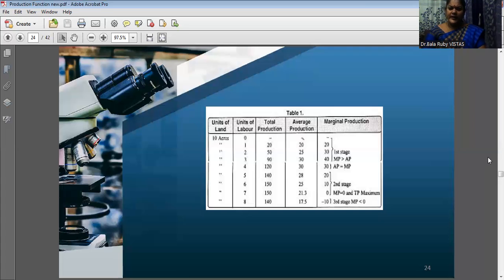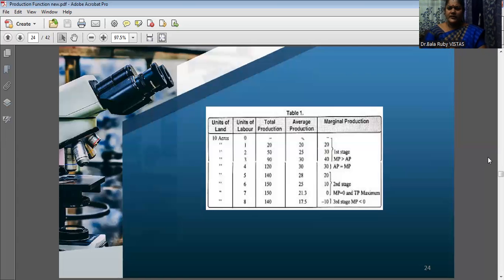You can give any example, but the relationship should be maintained. Initially, it should increase at an increasing rate. After that, it increases at a diminishing rate. Then it remains constant. Finally, it declines. In such a way, you can give any number here. Now, we are going to calculate the average production.